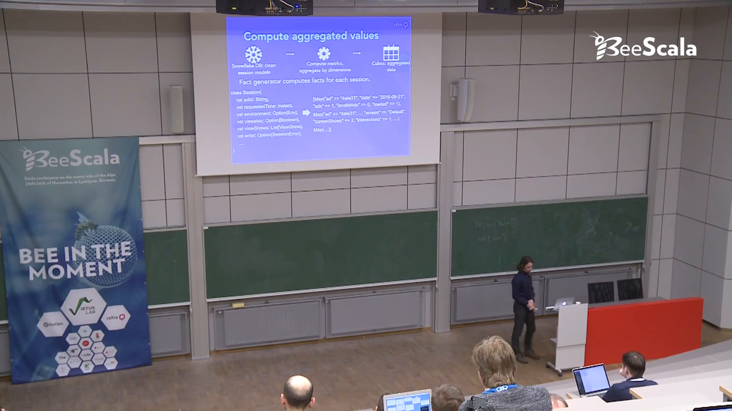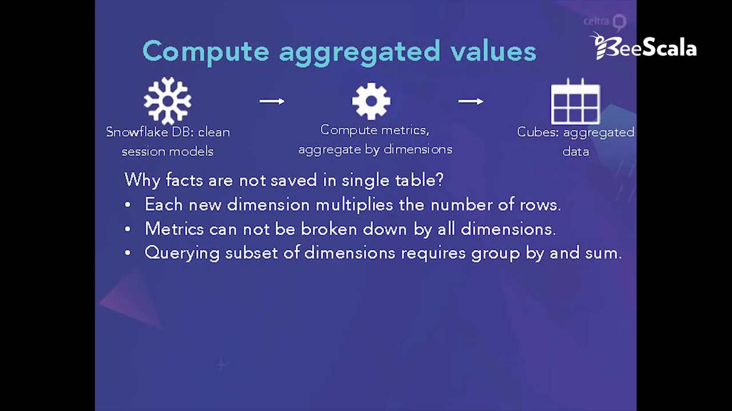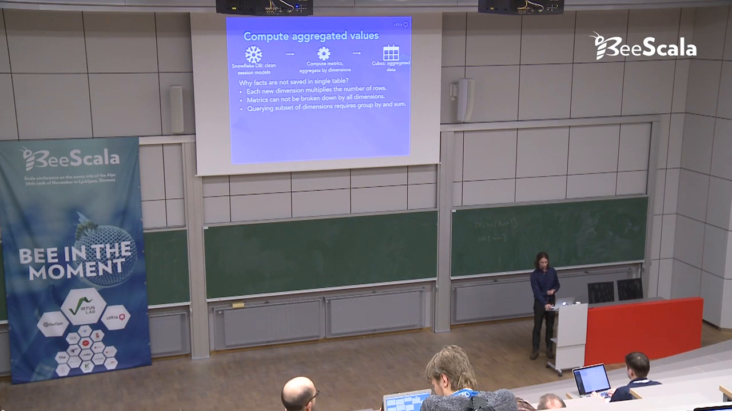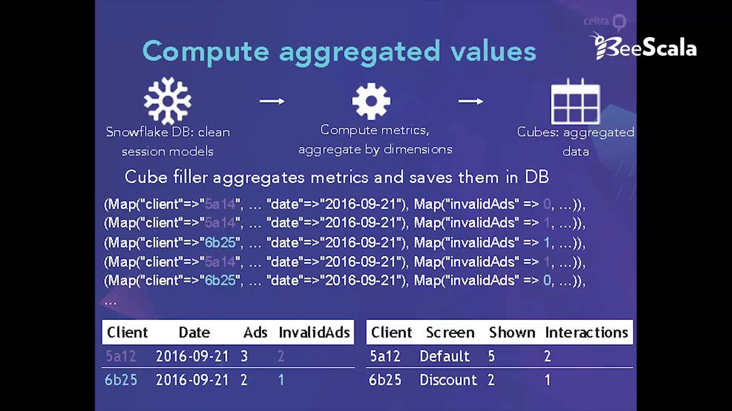The second line says that for this ad, the screen was shown two times, it had one interaction, and the name of the screen was default. So these are the facts. And we have to store this data about the facts, but we can't store it in one single table. We store it in multiple tables. This is why we use a cube filler that takes these facts.